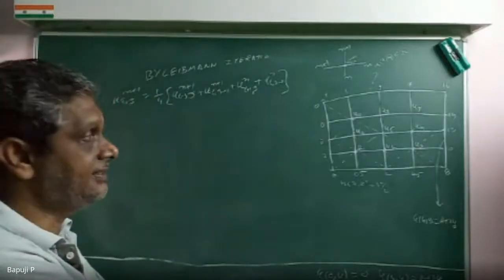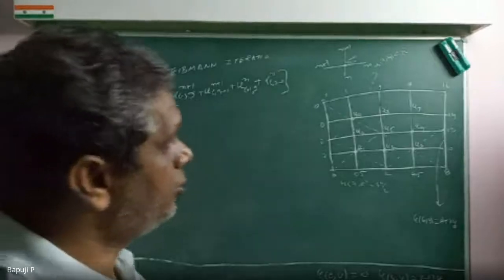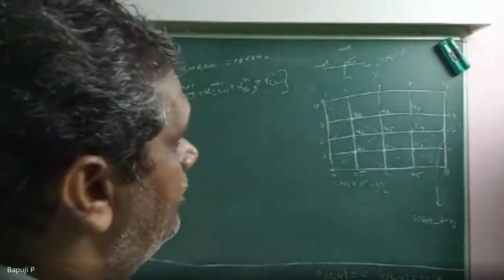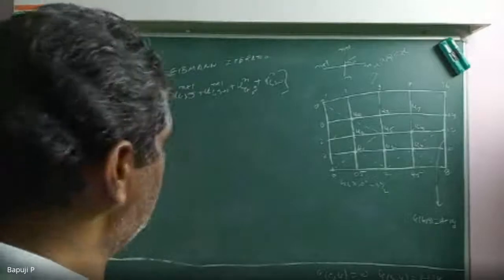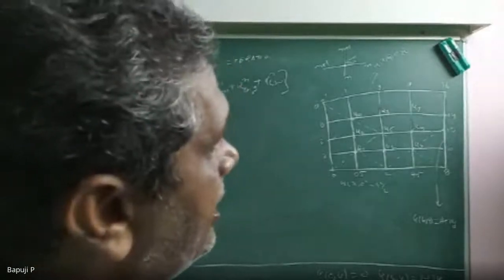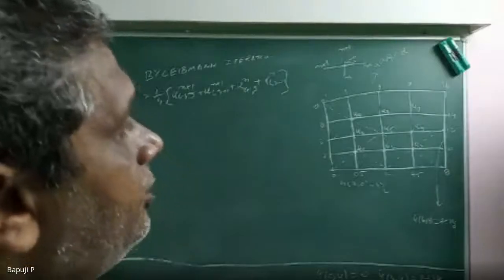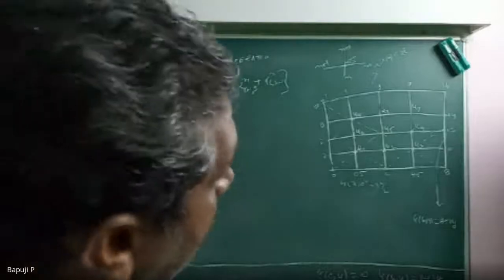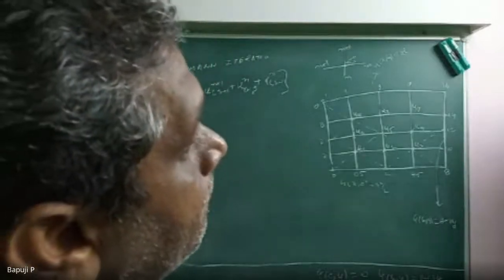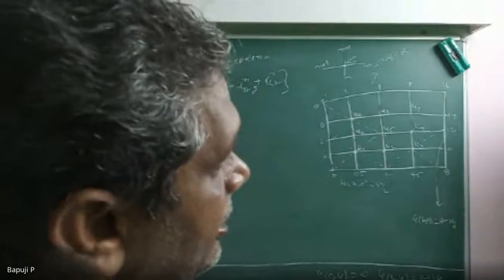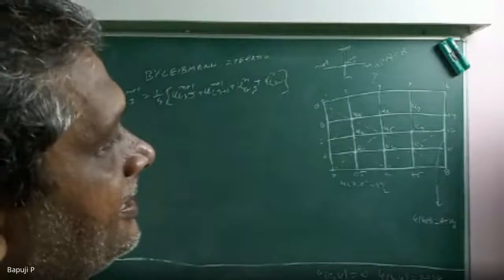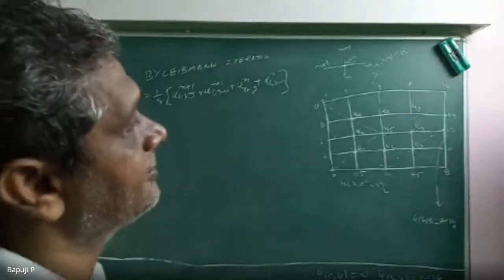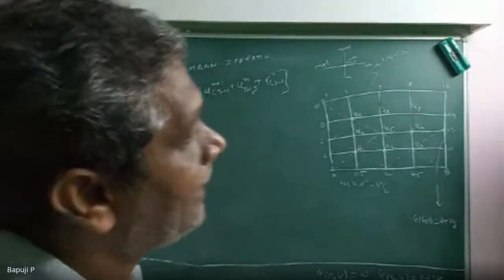Now, U1 of n plus 1 is equal to what? U6 of n plus 1 plus 0 plus 0.5 plus U2 of n. Correct or not? Now, U2 of n plus 1 is what? U1 of n plus 1, U5 of n plus 1 plus 2 plus U3 of n. Correct? Now, U3 of n plus 1 is what? U2 of n plus 1, U4 of n plus 1 plus 10 plus 4.5.